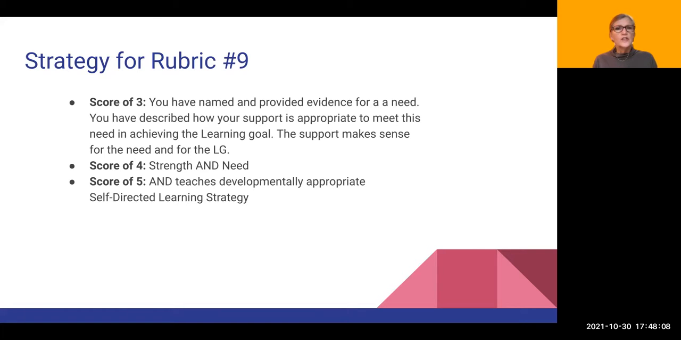Then you're going to describe how your support meets that need and how it helps the student meet the learning goal. So that how part is important. The difference between a score of 2 and a score of 3, by the way, is that in a score of 2 you're answering this question vaguely, but the specific part is this how part.